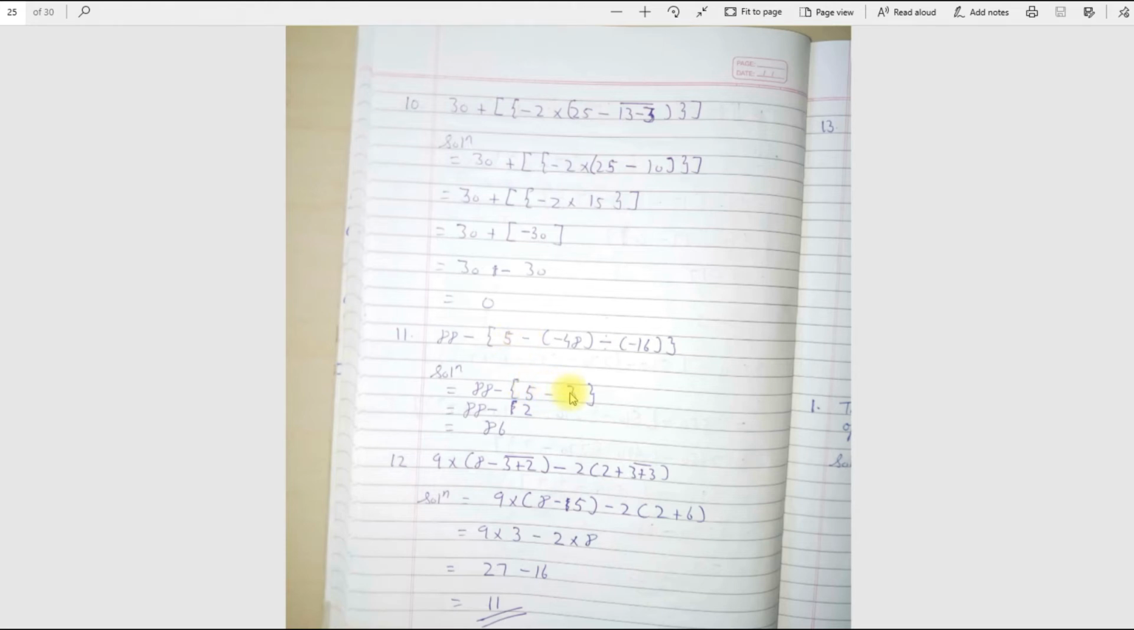So 5 minus 3 is 2. Now 88 minus 2 is 86. Hope you understood this type of sum.